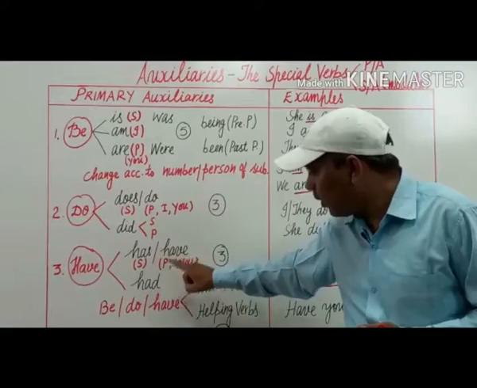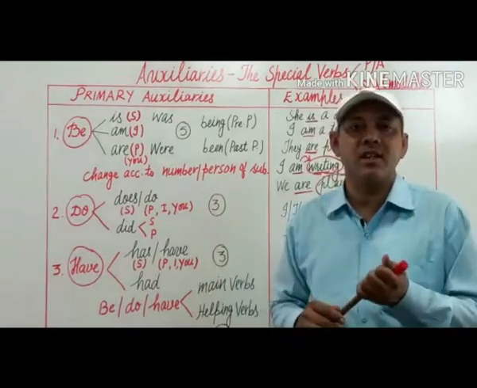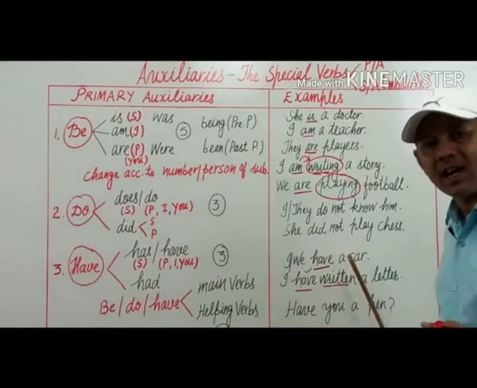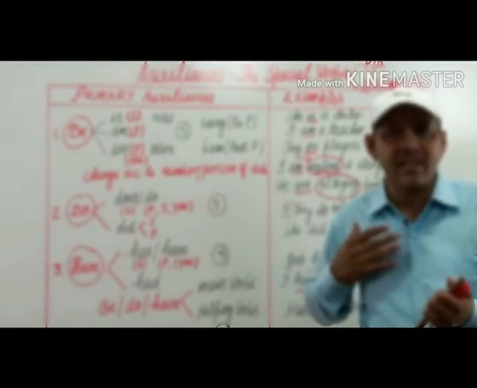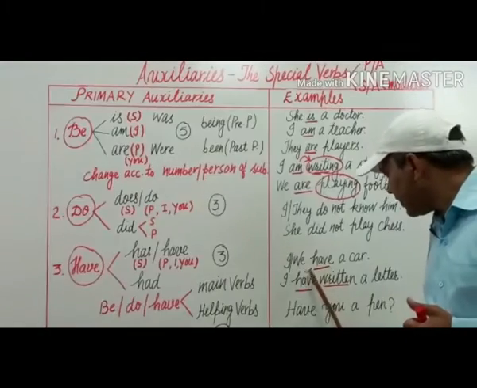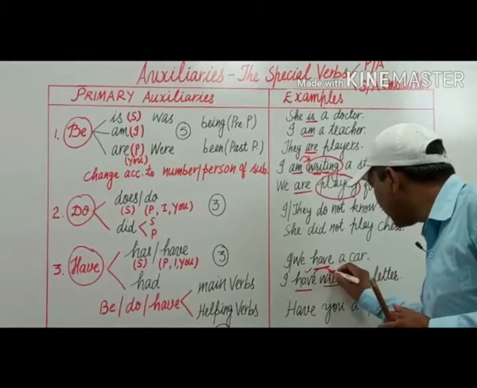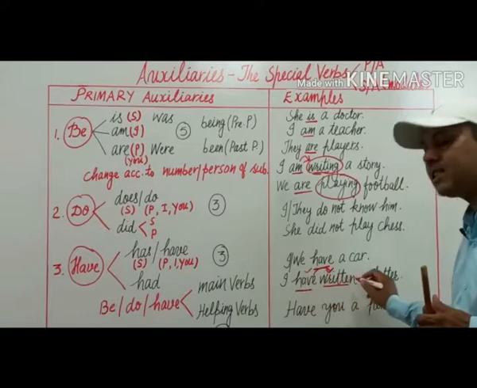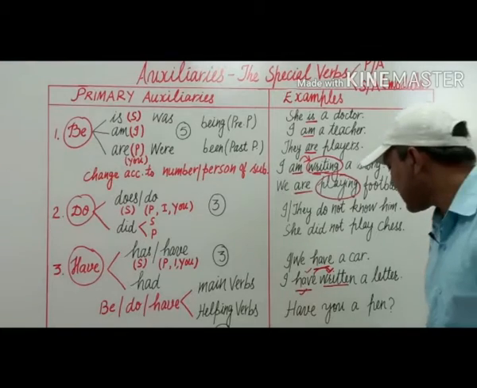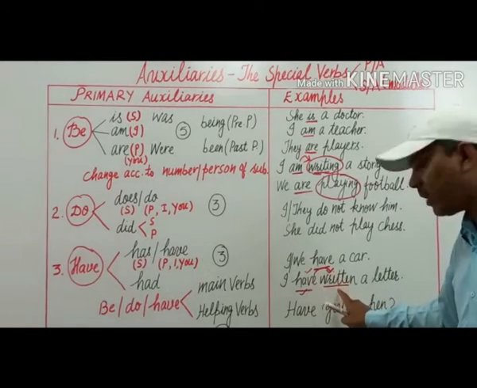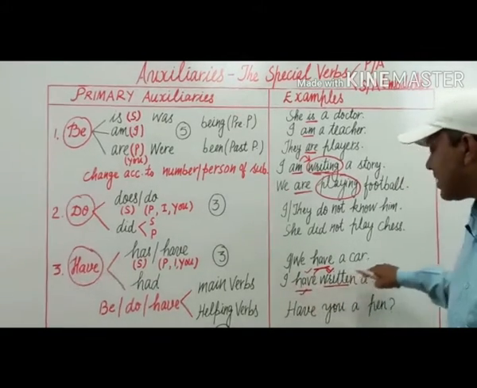When has, have or had are used as main verbs, they show possession. For example, I have a car, I have a house, meaning I possess a car, I possess a house. But when this is used as a helping verb in a sentence, it helps the main verb in the sentence. I have written a letter. Here, have is used as a helping verb. It helps the main verb written to make it present perfect tense. I have written a letter.